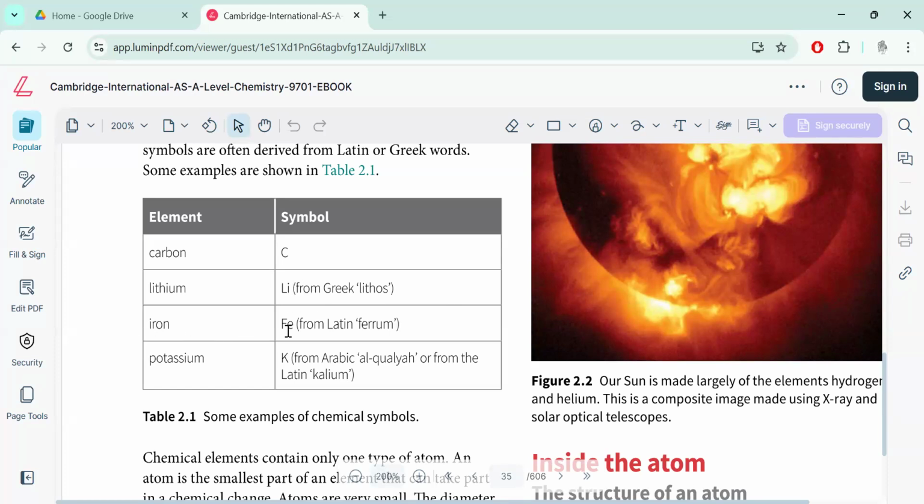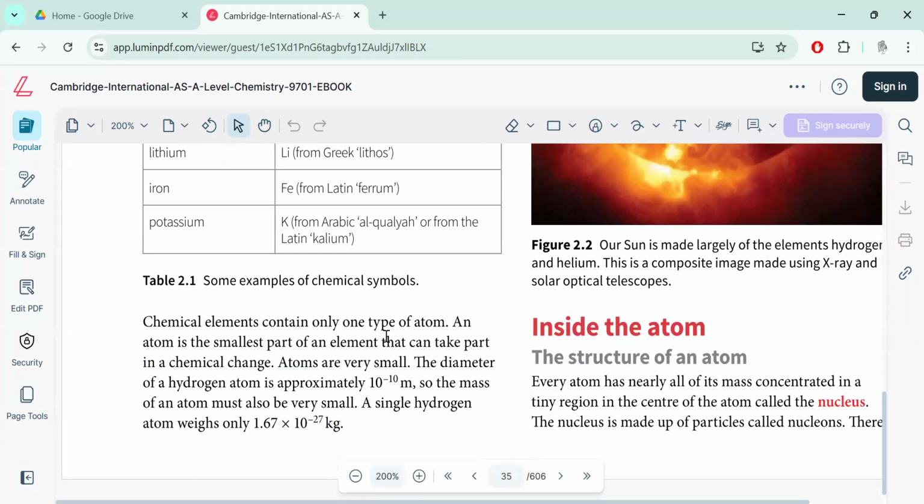And the same goes for iron, it's Fe, it's from ferrum, and then potassium is from kalium. And in Indonesia, we also say kalium, we don't say potassium. It's the same. Okay, so chemical elements contain only one type of atom. An atom is the smallest part of an element that can take part in a chemical change. And atoms are very small. The diameter of a hydrogen atom is approximately 1 times 10 to the power of negative 10, I think. I'm not really sure how to read the power number there. So the mass of a single hydrogen atom only weighs about this many kilograms.